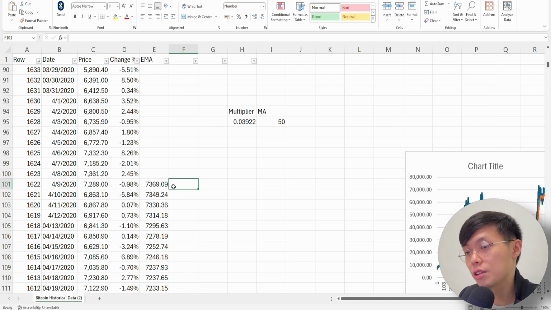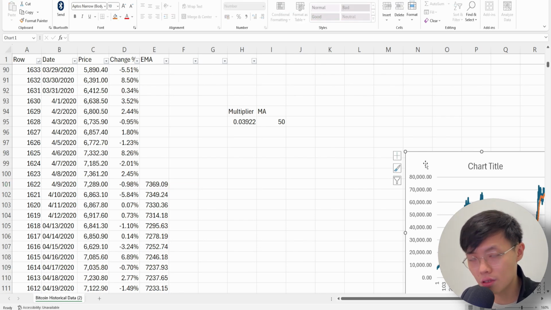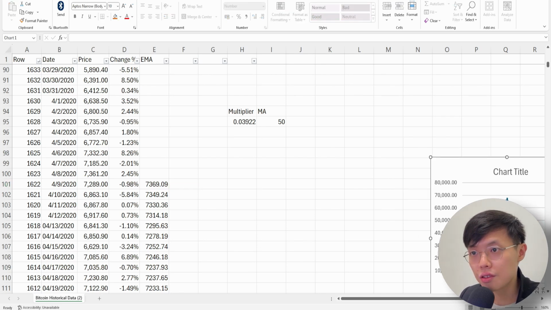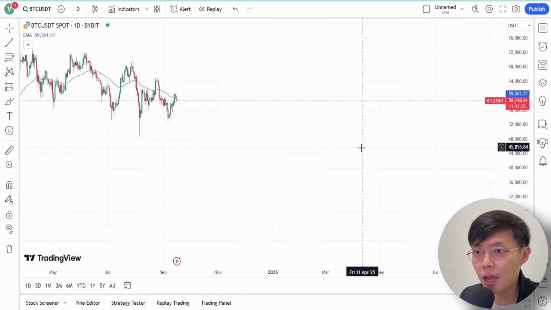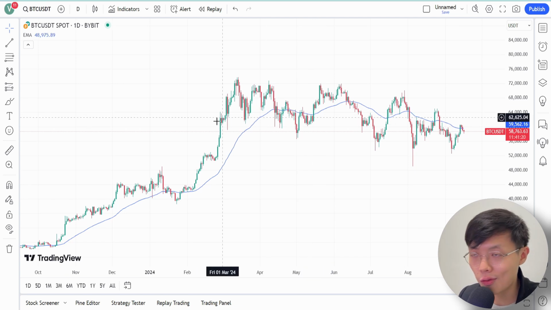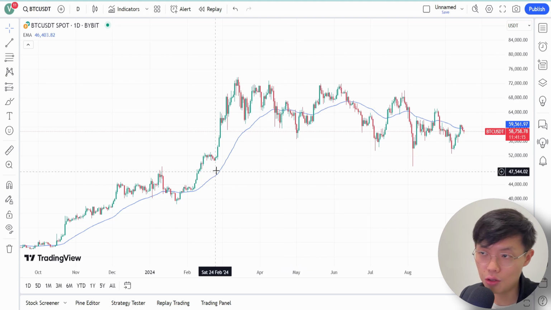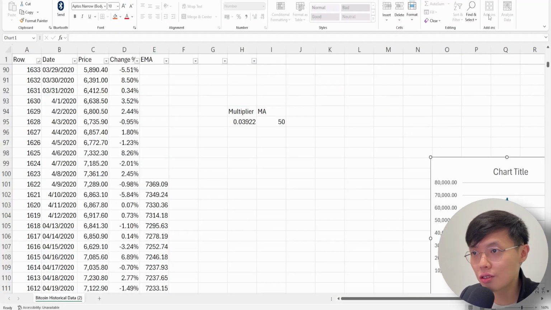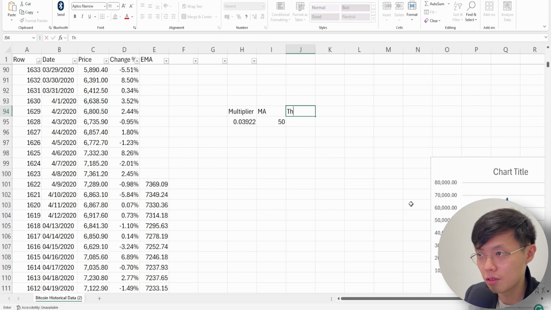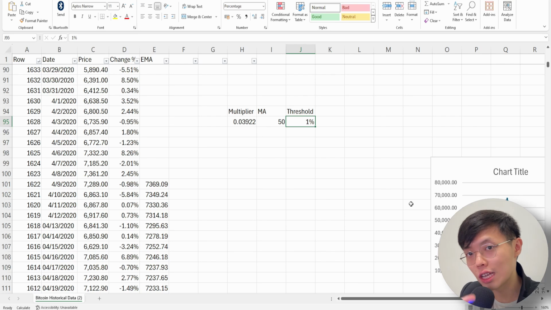Now I need to put in my trading conditions, which is if the price is above the EMA. But before I do that, I would like to remove some noise, because as you can see, some of the prices might bounce up and down around the EMA. That will cause a lot of noise in my trading board. So in order to remove the noise, I need to put in a threshold. I'm going to put it right here, threshold. Maybe I'll put 1%. I'm going to have a 1% threshold from the EMA.